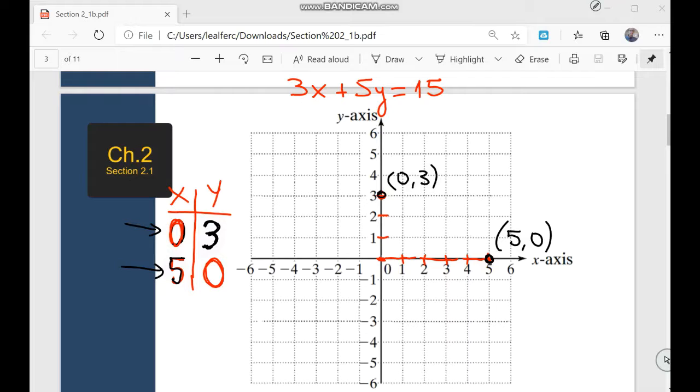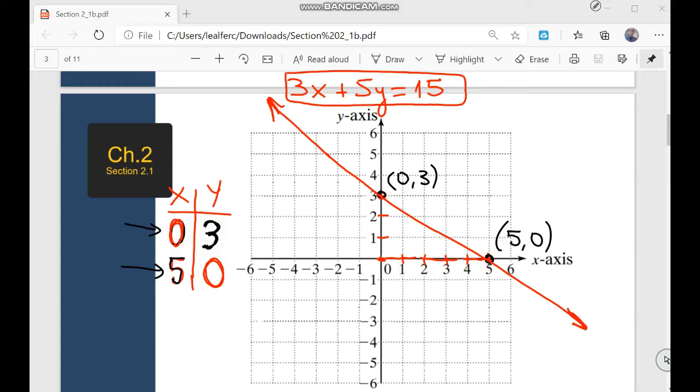Then you have 2 points, you connect the line. The line is going to go through both points. Draw the arrows here, which means the line goes all the way from both endpoints to infinity. And this is the line that represents the equation 3x plus 5y equals 15.